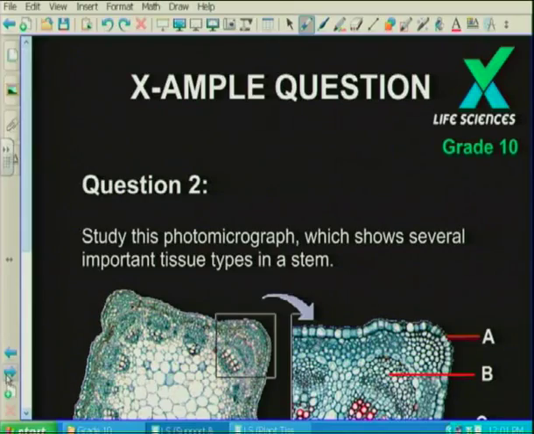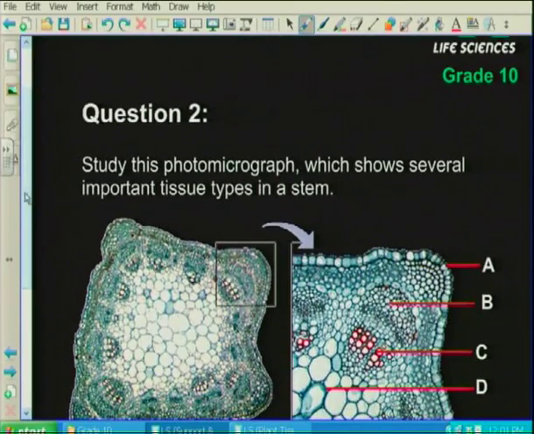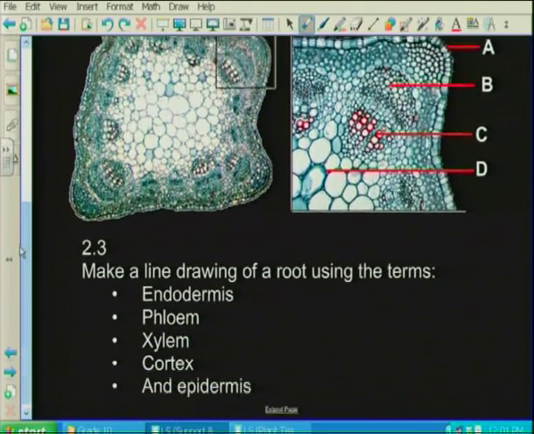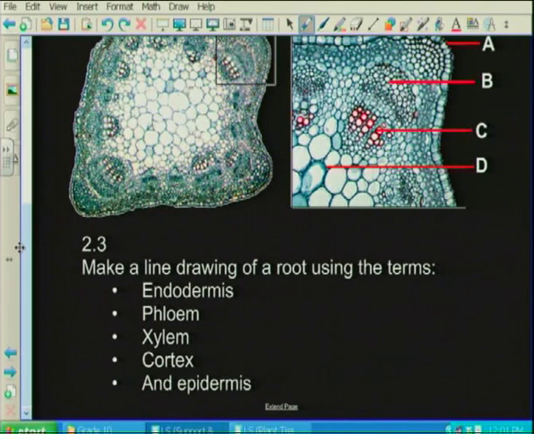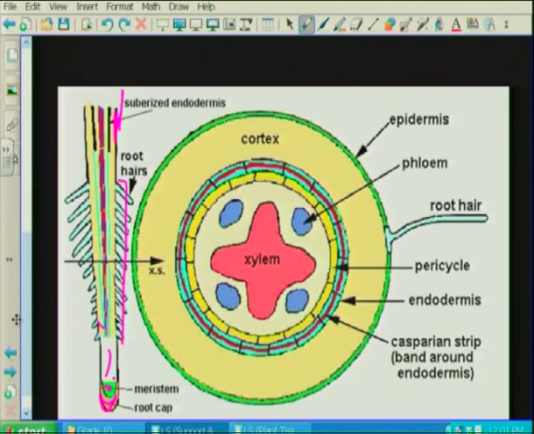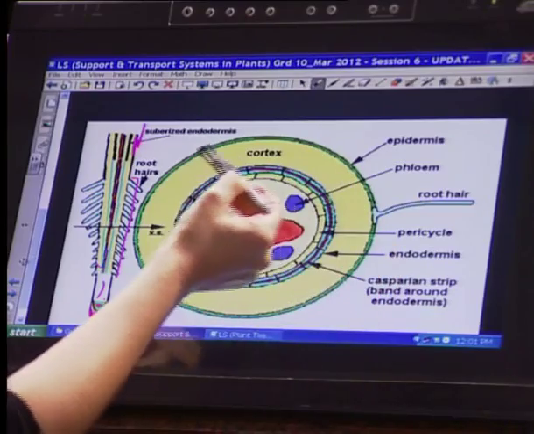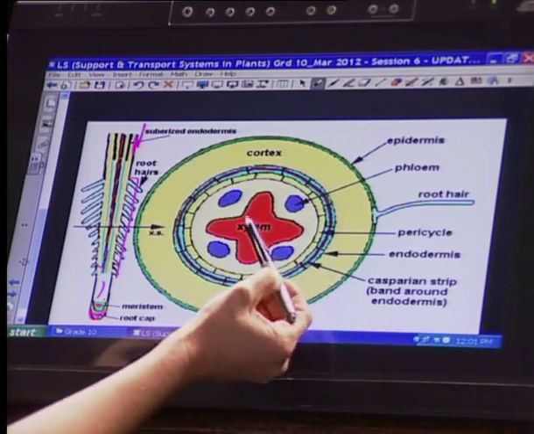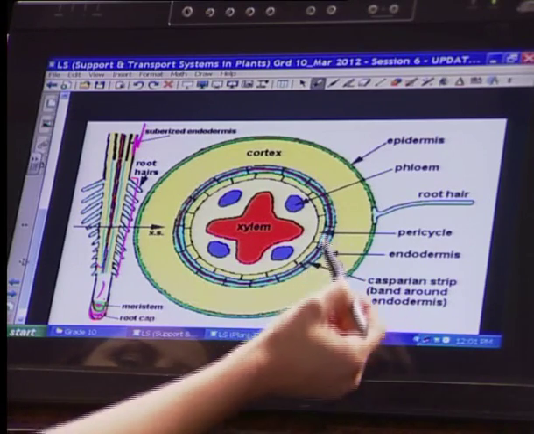So the next question, still on the photomicrograph, is to make a line drawing of a root. And when you make the line drawing, you have to use the following terms: your endodermis, your phloem, your xylem, your cortex, and your epidermis. Now the diagram I showed you in the beginning, this is typically the diagram I would want you to draw. So you would have your epidermis there, your cortex there, your phloem, your xylem, your Casparian strip, and your endodermis.